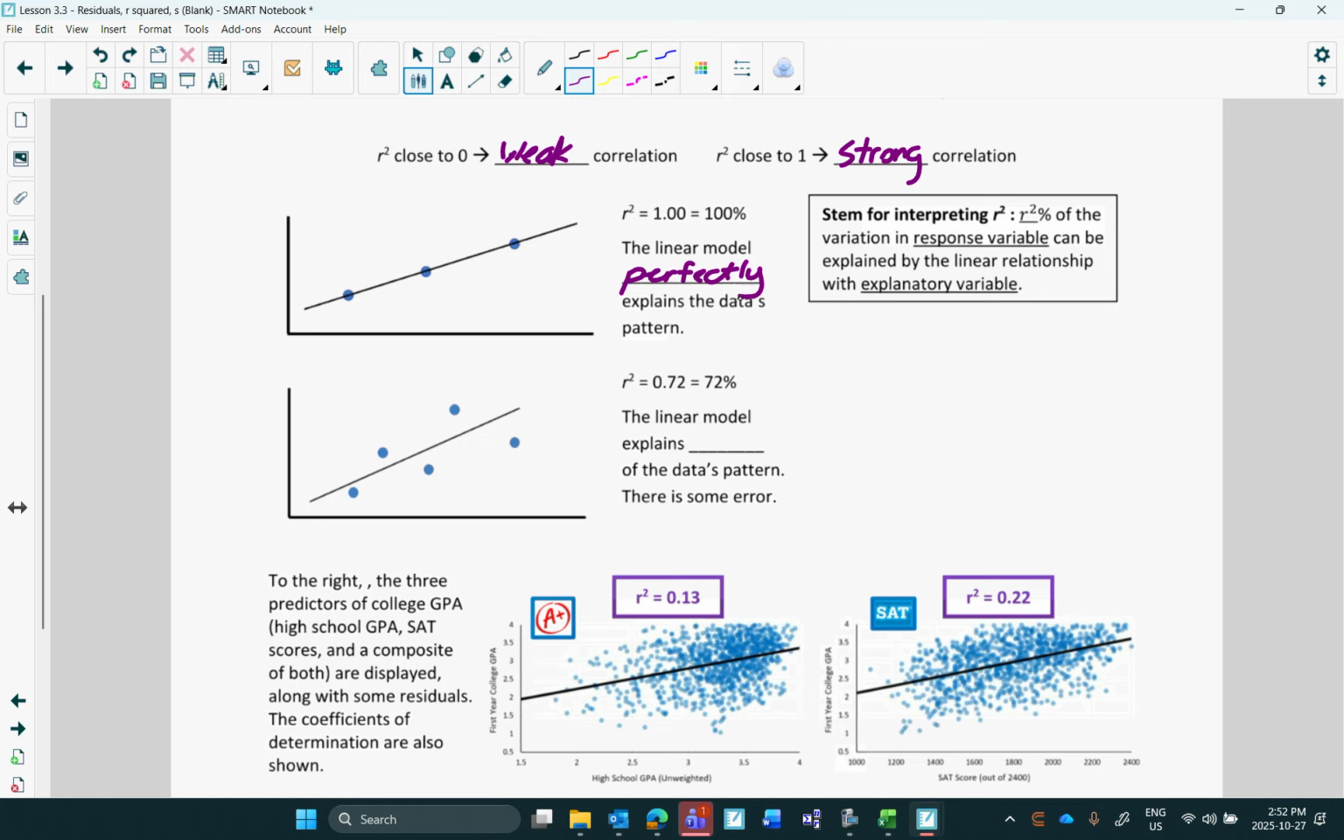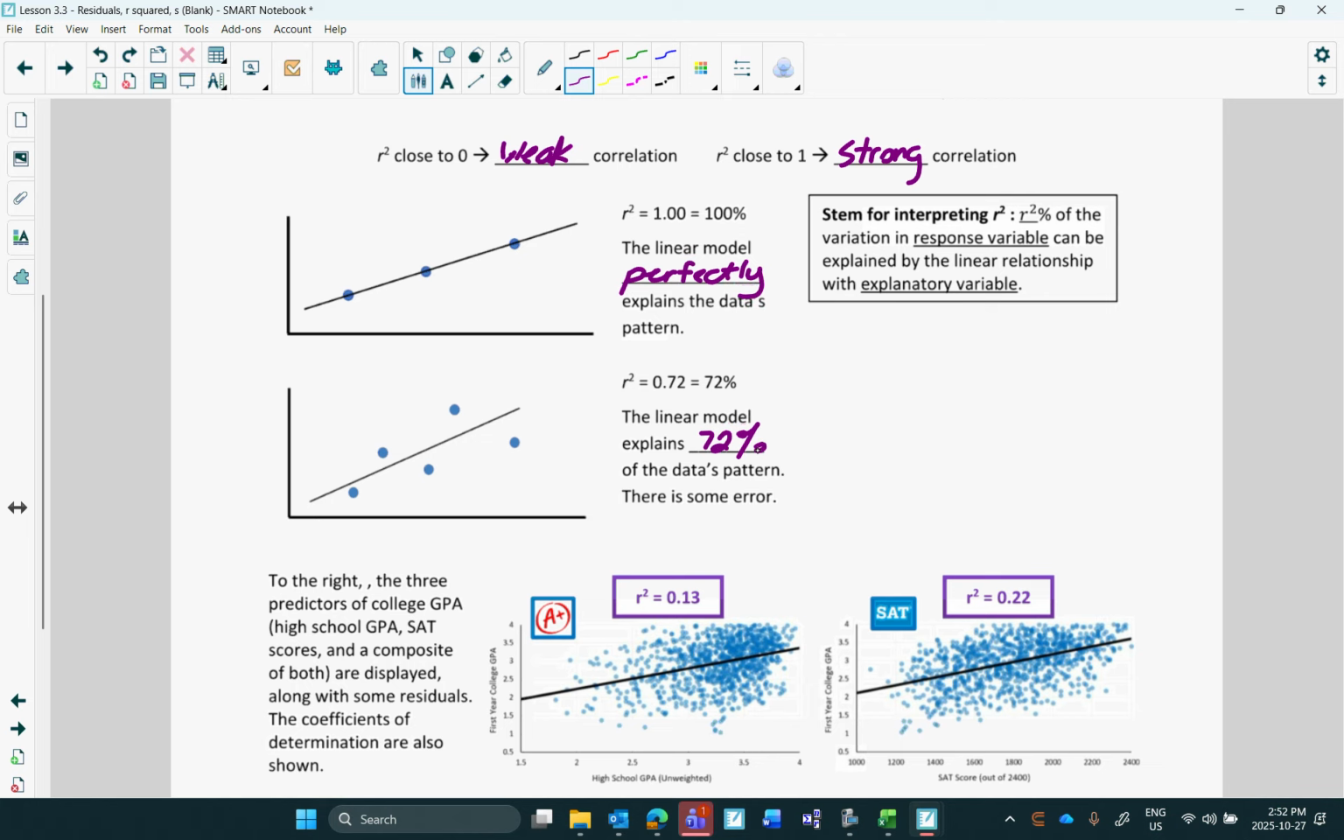So we would say the linear model explains, and we always want to write it as a percent, 72% of the data's pattern. What does that mean? That means that 72% can be accounted for by the relationship between the two variables that we're measuring. For the other 28%, something else is at play. Something else is causing it. Okay, that's really all you need to know.